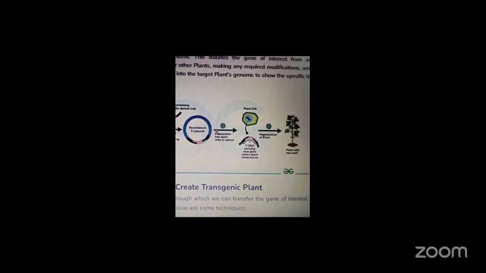That is the agrobacterium mediated transfer. The TI plasmid of agrobacterium tumefaciens is used to insert the gene of interest in the selected plant genome. The TI plasmid has the capability to form tumors known as crown gall disease. That is what they call a crown gall.